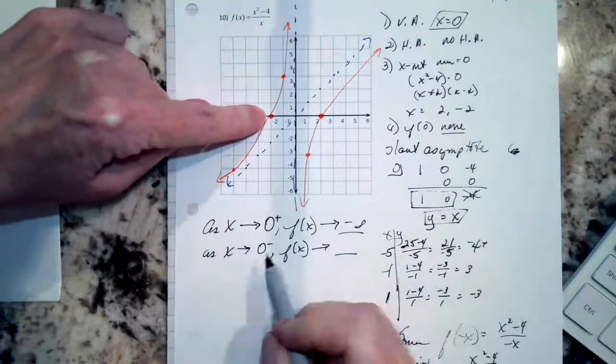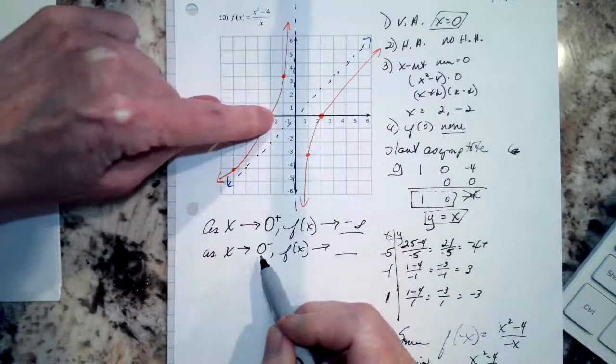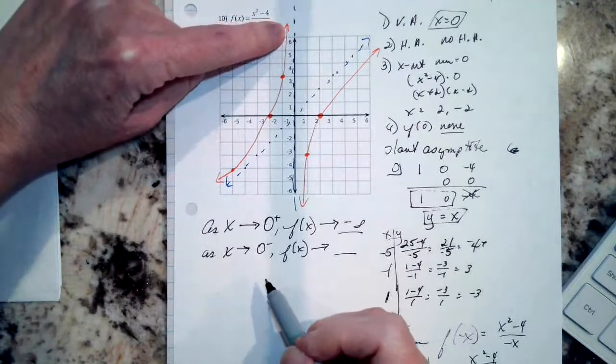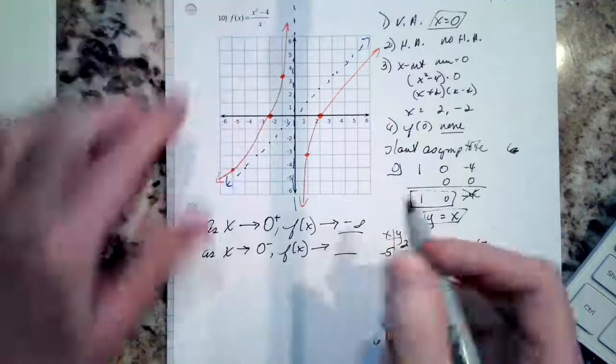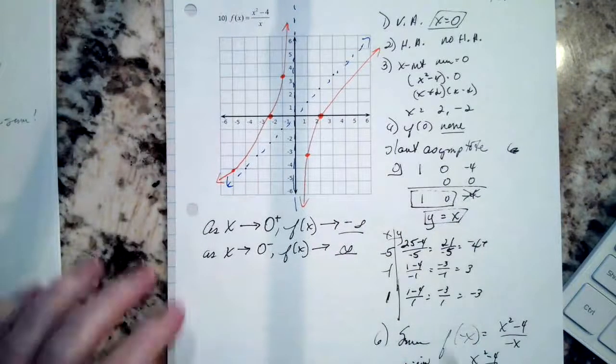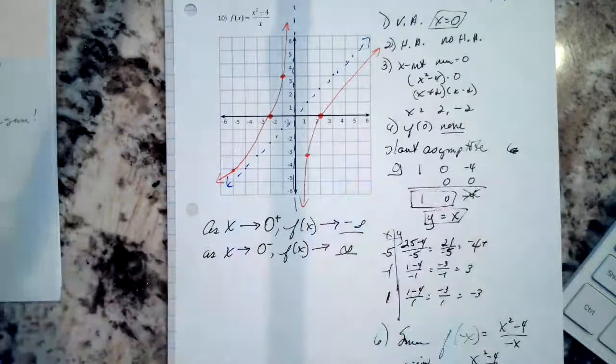As x approaches 0 from the negative direction, we're talking about this arm and asking what its y is doing. And its y is flying up that way toward positive infinity. So we're always talking about one of the arms. Okay, we're done with that.